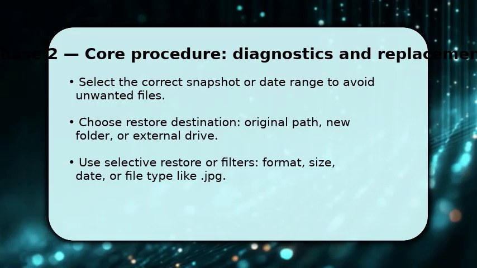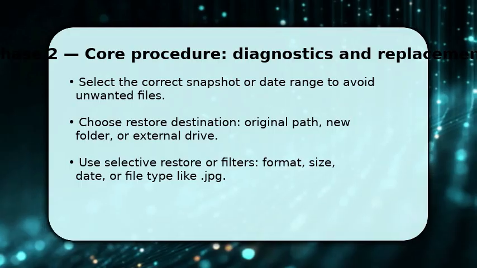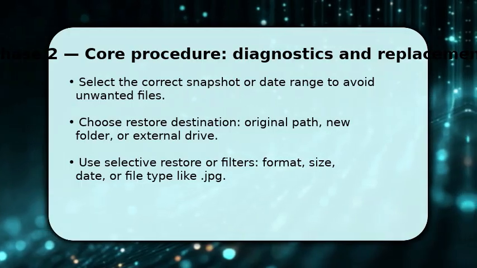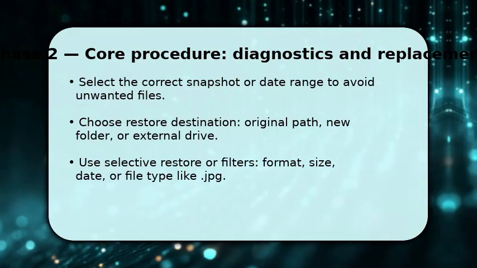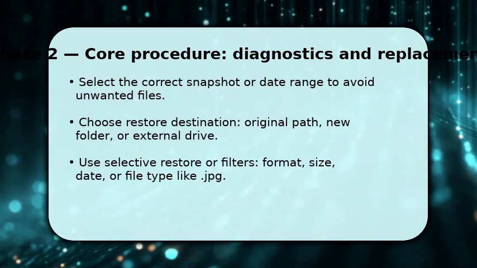You now pick the snapshot or date range that contains the photos you need. Precision prevents restoring unnecessary files. Once picked, choose the destination. Restoring to the original path helps apps find them, while a new folder avoids overwrites.